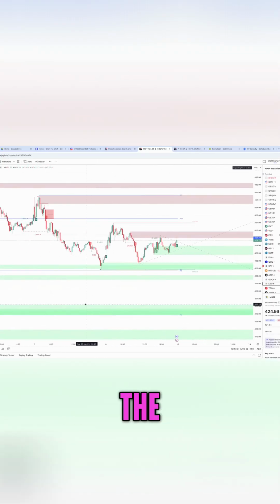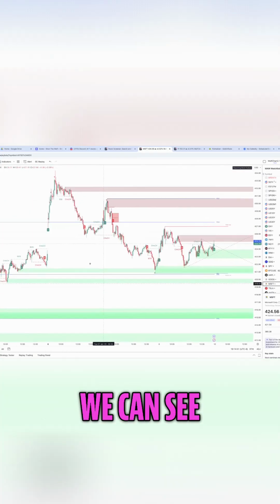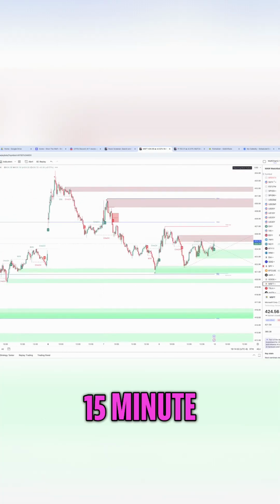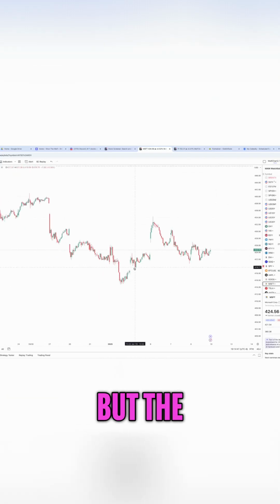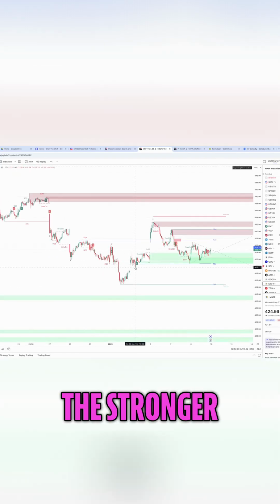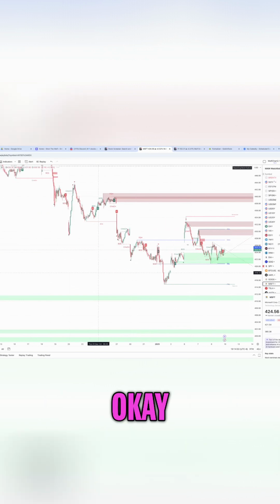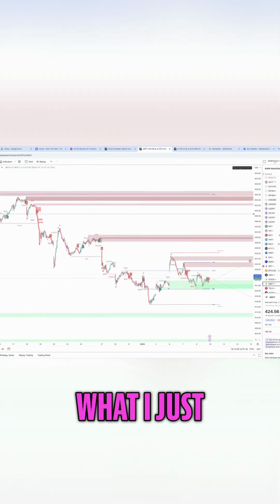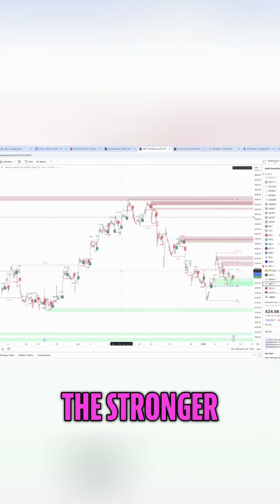So this is how the institutional buy zones and sell zones work, and then we can see them even if you go down to the 15 minute or go up to the 15 minute. You can see the same thing, but the higher the time frame, the stronger the zones are. Okay, do you understand what I just said? Yes, sir. So the higher the time frame, the stronger the zones are.